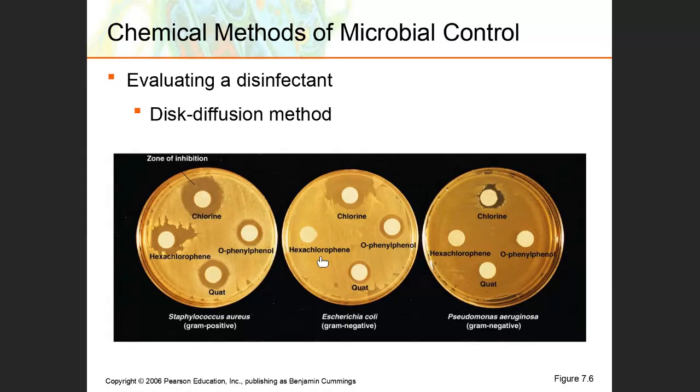So that even though the chemical agent may not produce a zone of inhibition or maybe a very small one, in fact, that chemical agent may actually be very effective at killing microorganisms. It just does not work on the agar plate.